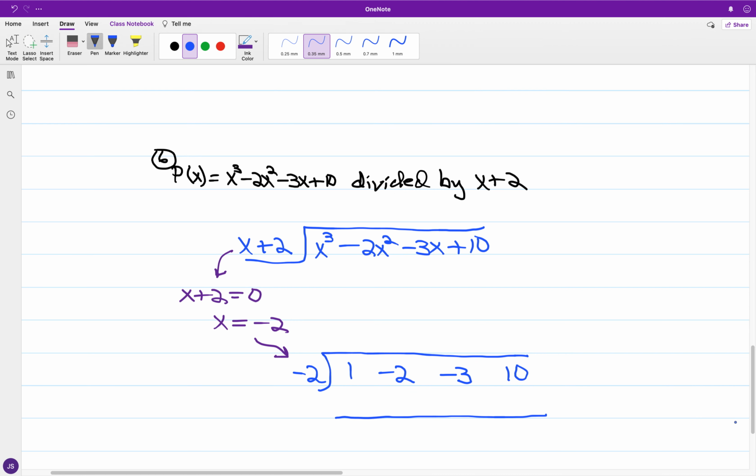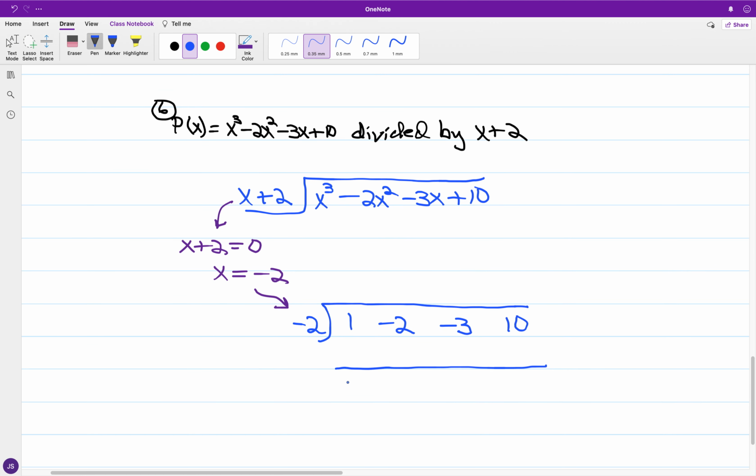And with synthetic division, if I bring down the leading coefficient 1, negative 2 times 1 is negative 2. Negative 2 plus negative 2 is negative 4. Negative 2 times negative 4 is a positive 8. Negative 3 plus 8 is 5. Negative 2 times 5 is negative 10. 10 plus negative 10 is 0.